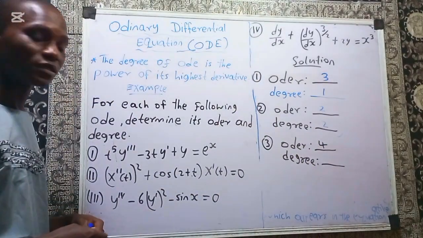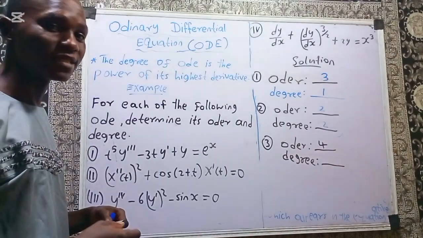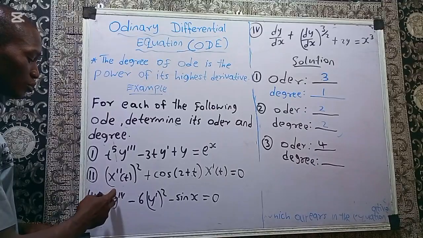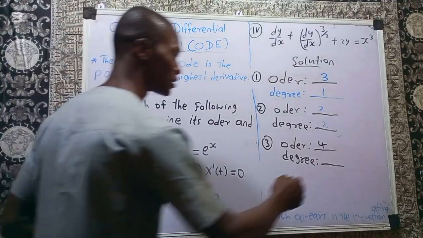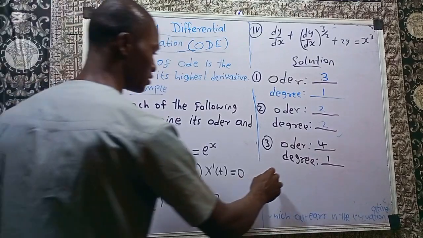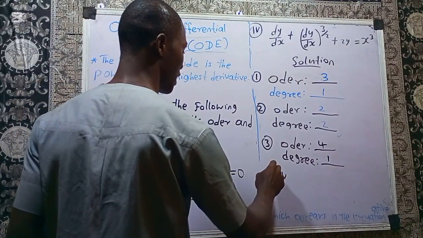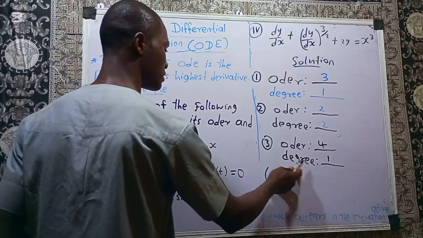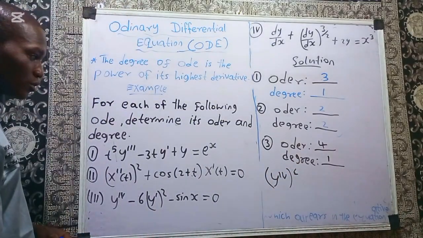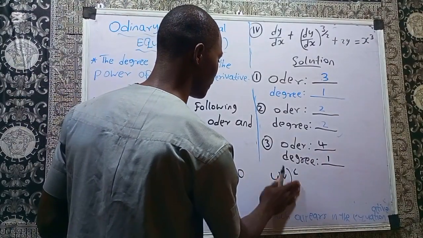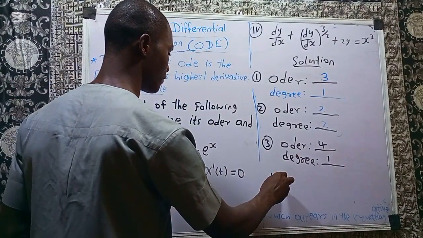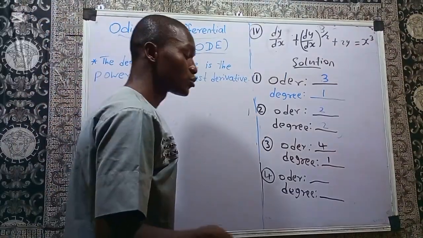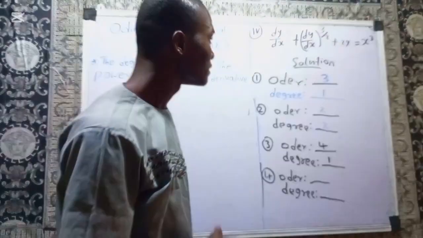Then what is the degree? Degree is just the power of the highest derivative. That's the power of this one. What is the power? The power of this is 1, because we do not have y fourth prime raised to a power, let me say 3 or 4 or 6. Do we have such? No. We just have y fourth prime, so the power of that is 1. So for the fourth one, let's determine the order and the degree.